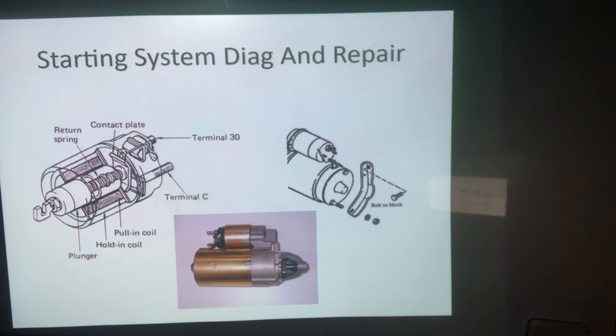We used to rebuild starters a lot. For the most part nowadays, you're just going to get it replaced. There are a few shops that specialize in rebuilding starters and alternators, but they're becoming harder to find. I'm sure they do good work, but they can't necessarily guarantee it or give you a warranty. When you spend a few more bucks and get a brand new one, you usually get a year or two warranty.